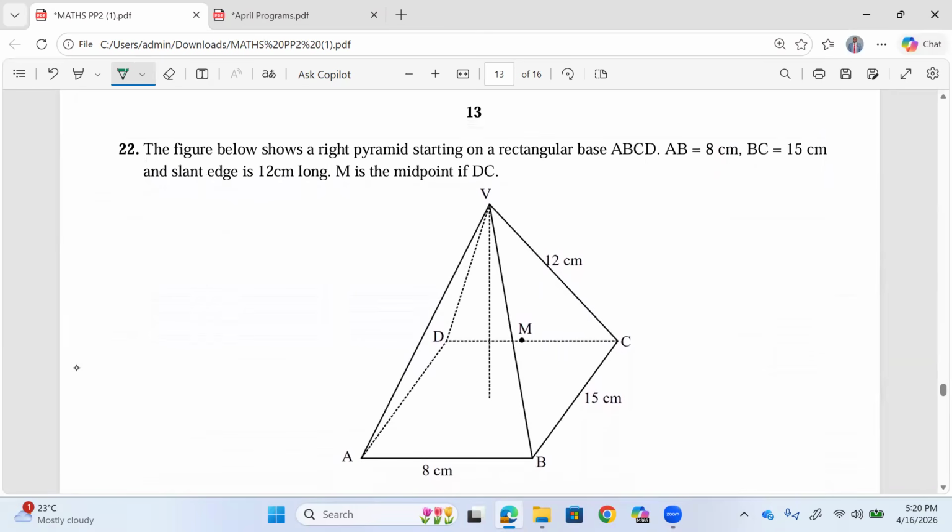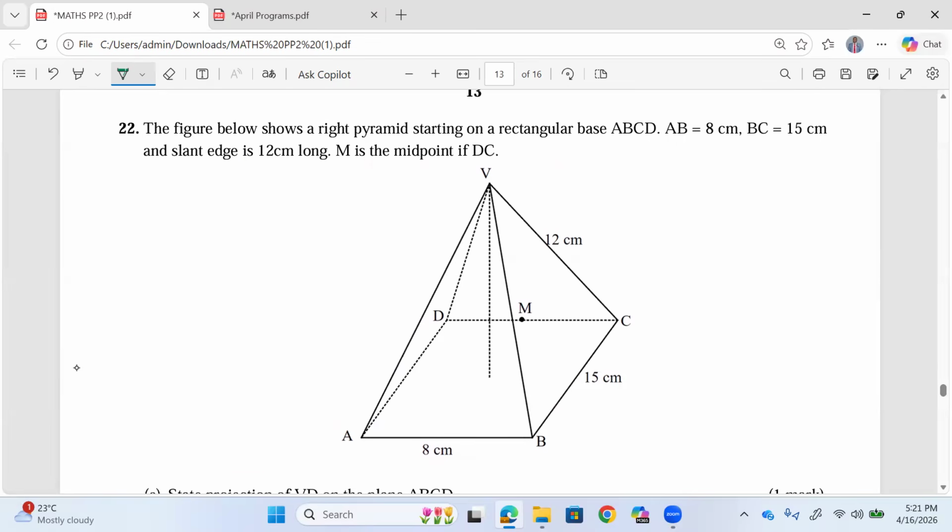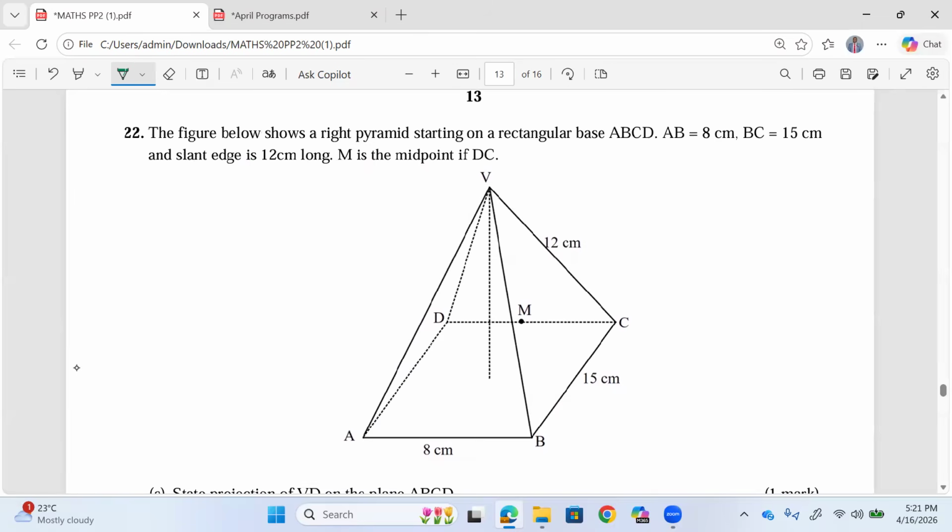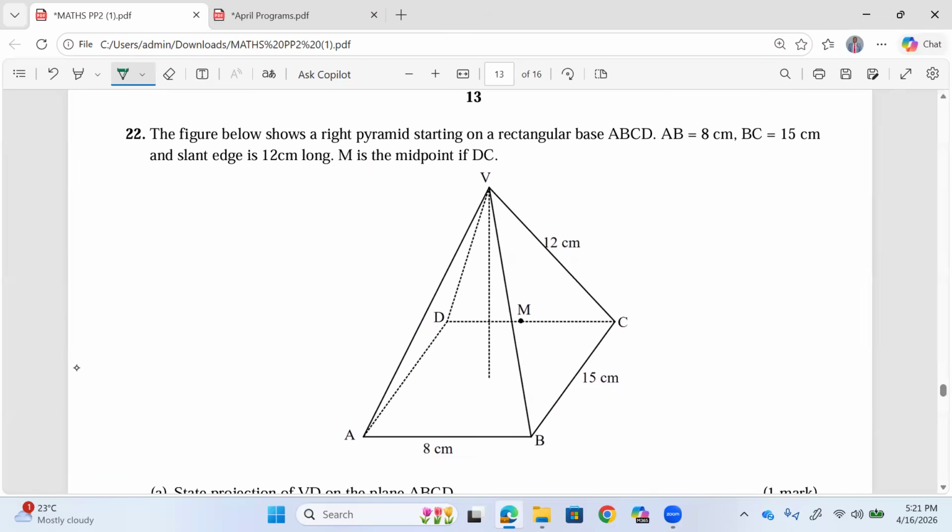Then we can check something on three-dimensional geometry. That is the question that leads us to number 22. So number 22, we read together, ladies and gentlemen. The figure below shows a right pyramid standing on a rectangular base, ABCD. AB equals 8 centimeters, BC equals 15 centimeters, and the slant edge equals 12 centimeters long. As you can see on the drawing, M is the midpoint of DC.